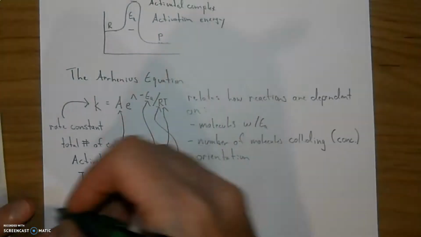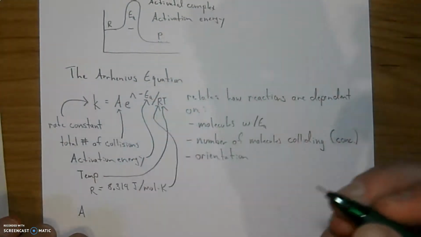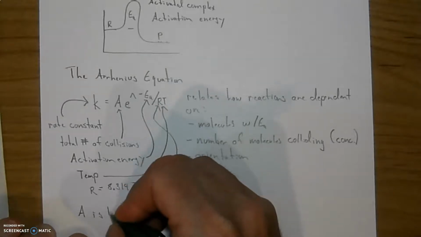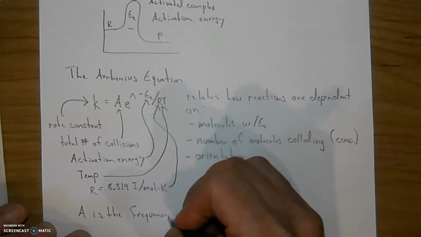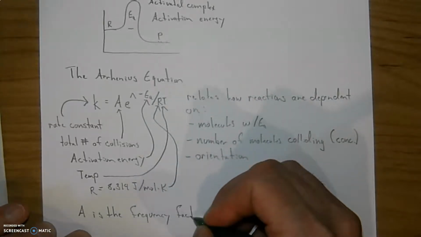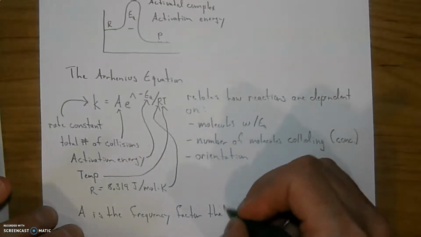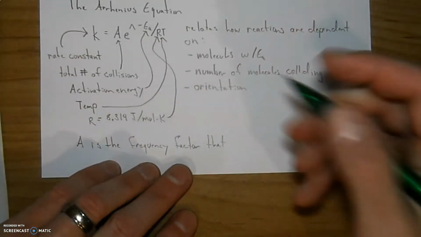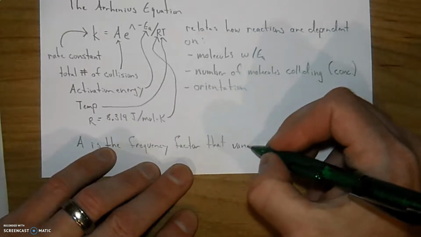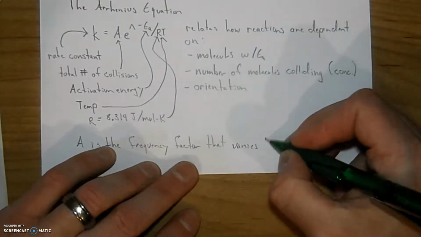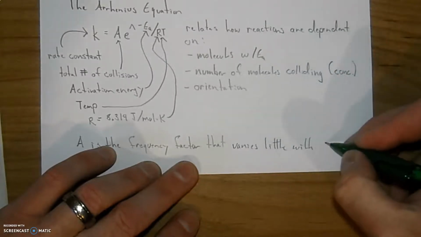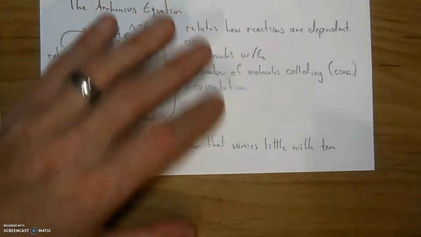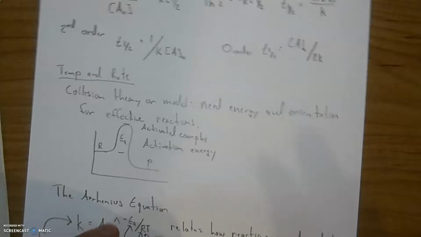Okay. And I'm going to write the A thing down here again. A is the frequency factor that varies little with temp. All right, let me add one more item to that.